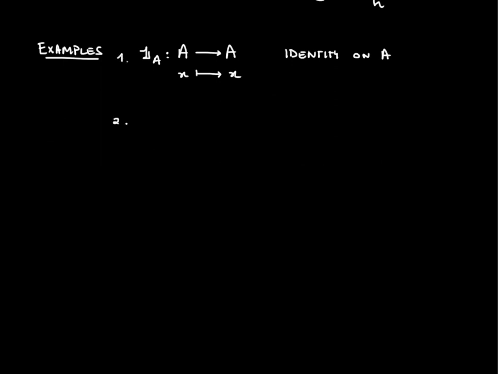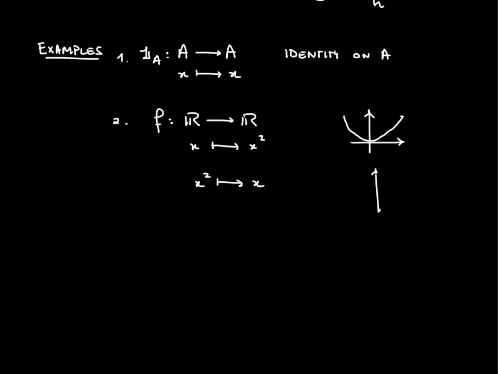We could have also the function f. I could define it on the sets, using sets of real numbers, and say that it sends x to its square. This would be your famous parabola function, like this. Now, what you're not allowed to do is send x squared to x, because now what it would look like in a graph would be this right here.